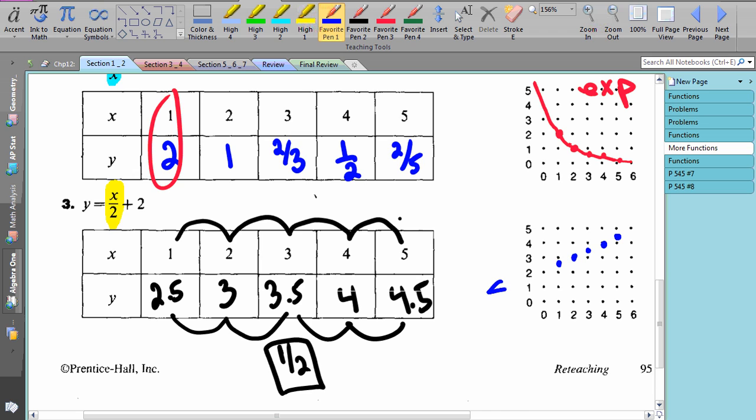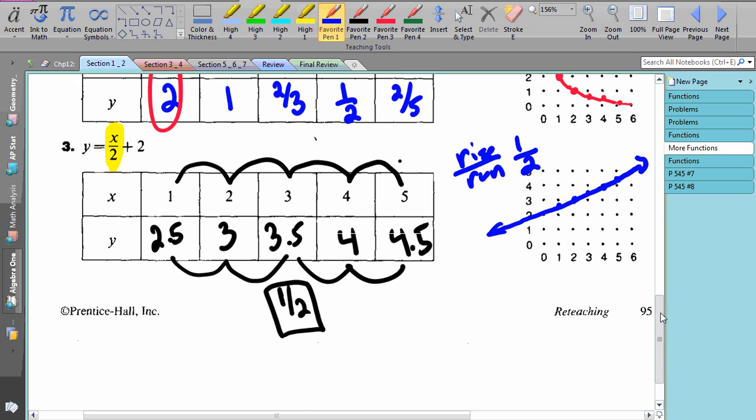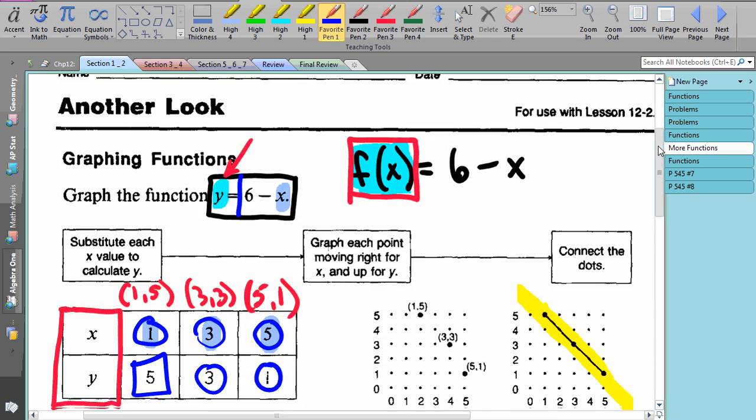And notice that's producing a nice straight line in here. And the slope of that line is 1/2. That means I rise 1 and I run 2. So I think you're ready for all of section 2.